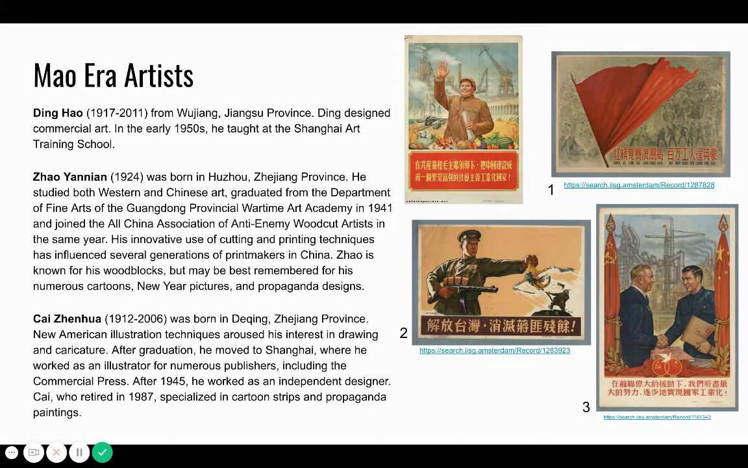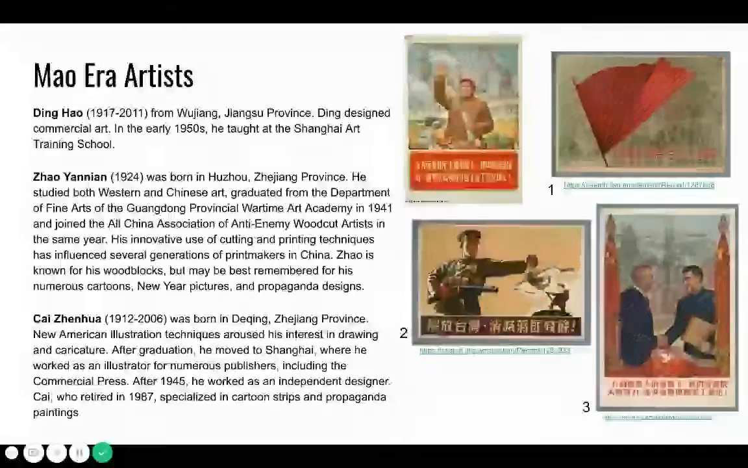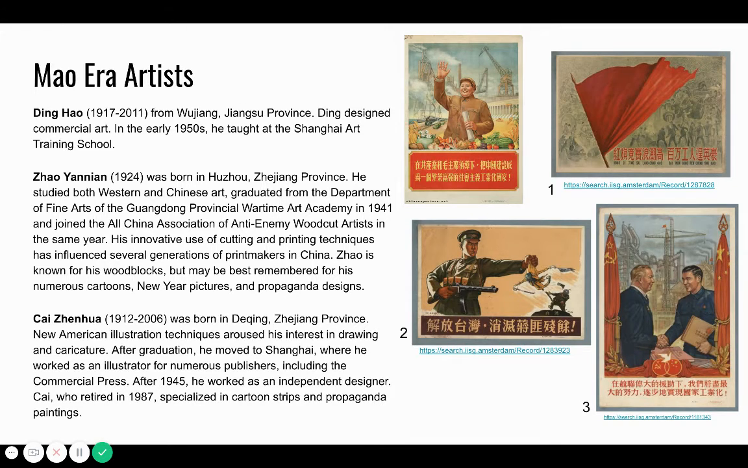The last artist was Cai Qinghua. He was born in 1912 in Daqin, Zhejiang, and lived until 2006. He was primarily interested in American illustration and caricatures. He worked as an illustrator for many publishers and a commercial press. After 1945, he began working as an independent designer. He retired in 1987 and specialized in cartoon strips and propaganda paintings. The piece I chose that he created was made in 1953. This piece was created for the Foreign Relations and Industry projects. This text translates to, with the great support of the Soviet Union and our own greatest strength, we will realize the industrialization of our nation step by step.